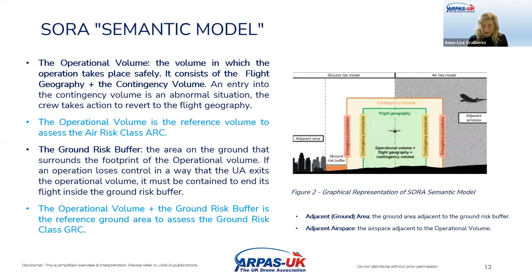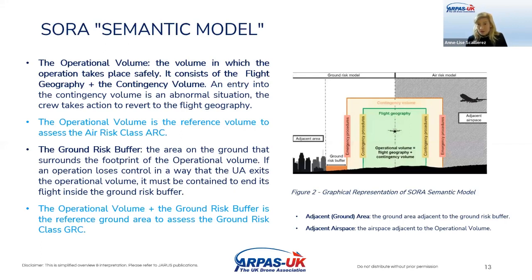So let's start with the quantification of the ground risk. And the first thing, of course, is to identify the ground footprint and the air footprint, where you have to assess what your risk class is. SORA refers to its semantic model. So the first key notion is the operational volume. The operational volume is the combination of your flight geography, where your flight takes place, plus a contingency volume, in case for one reason or another the drone exits the flight geography, but the remote pilot is in a position to drive it back or put it back into the flight geography. In terms of the airspace risk, that is the airspace volume reference for the air risk class.